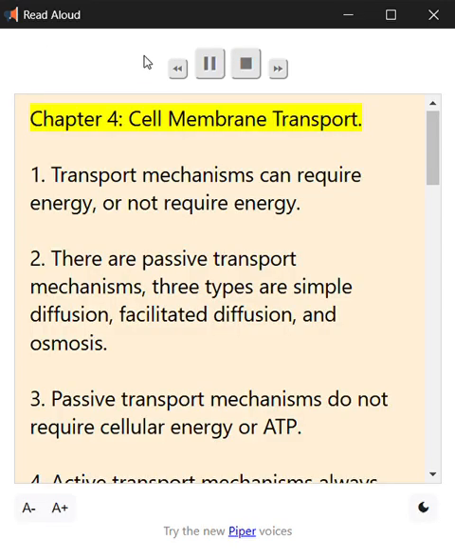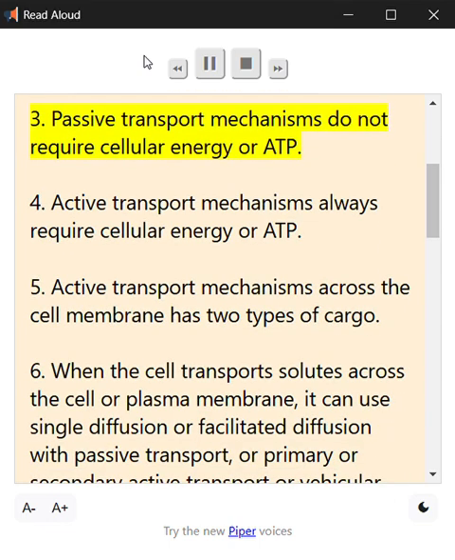Chapter 4. Cell membrane transport. 1. Transport mechanisms can require energy or not require energy. 2. There are passive transport mechanisms. 3 types are simple diffusion, facilitated diffusion, and osmosis. 3. Passive transport mechanisms do not require cellular energy or ATP.